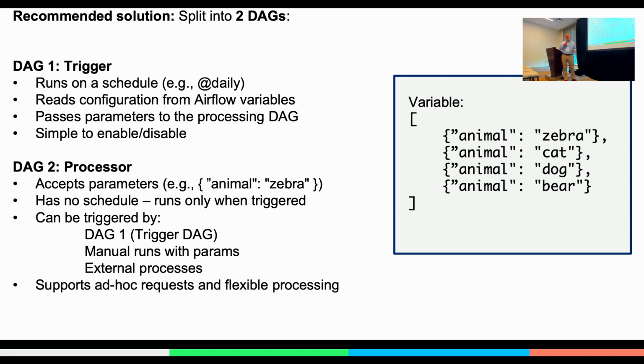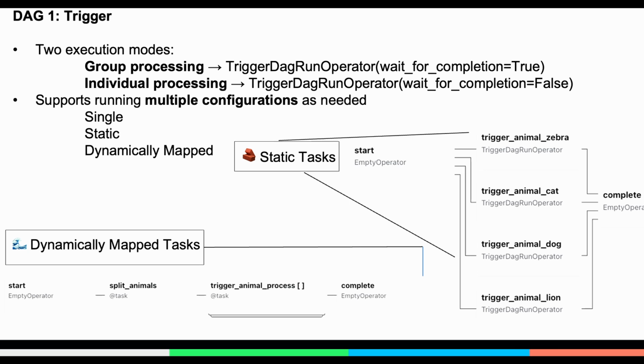So this supports ad hoc requests, and it's also flexible for processing. You turn it on and off, and we can generate other animal pictures on the fly, or we can redo an animal picture on the fly. So I'm going to go a little bit more into the trigger DAG and some of the options there.